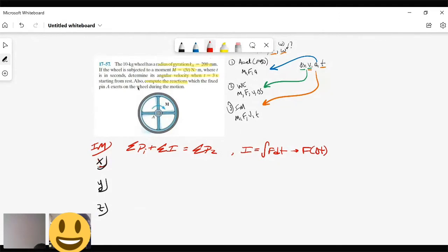Okay, so we have that. Now, if you look at the information that's given to you, none of it was linear. All of this is rotational information.